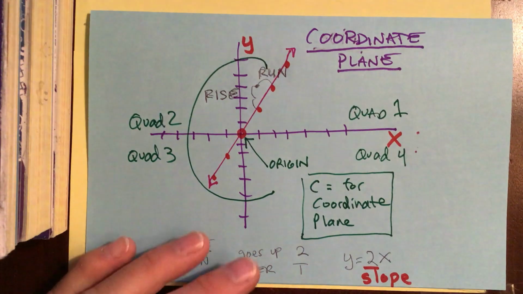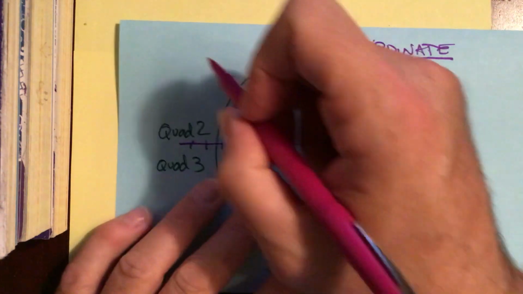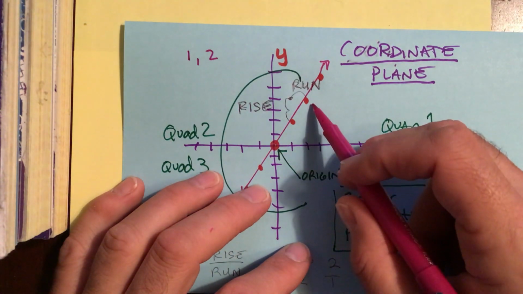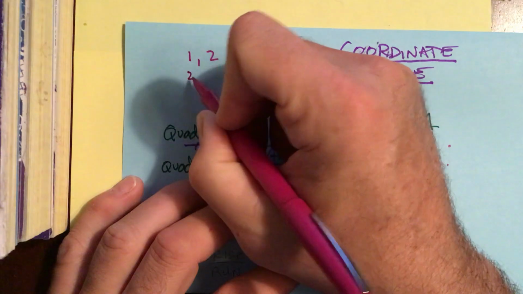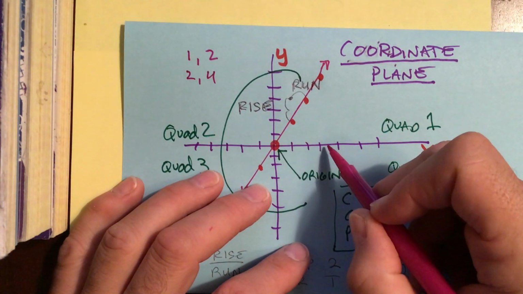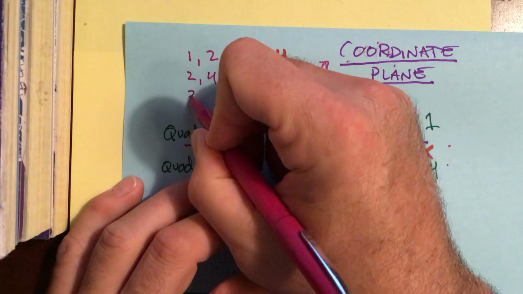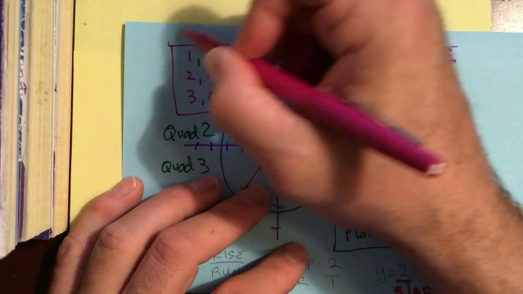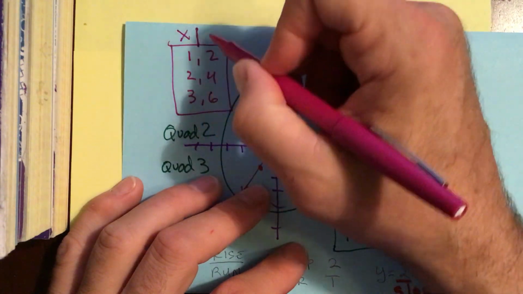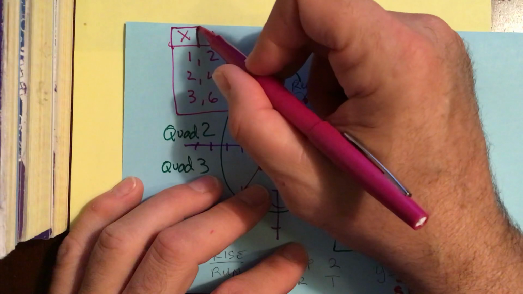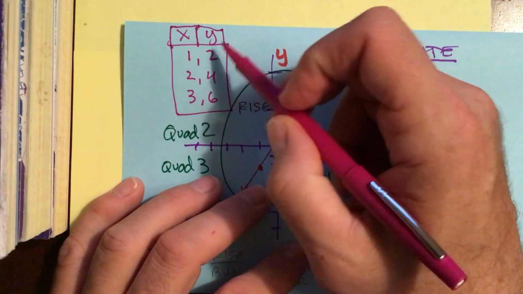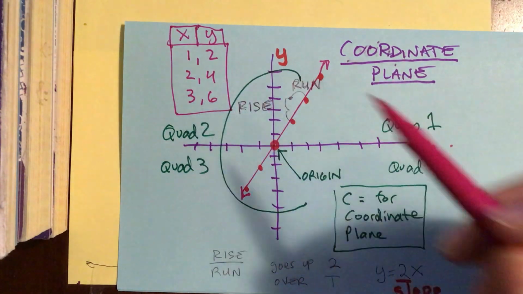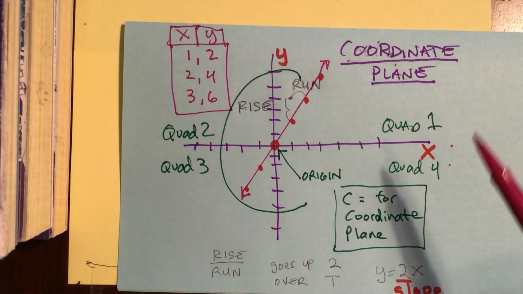So when they give you a point, for example, that's point 1, 2, okay, the next point is 2, 4, and the next point is 3, 6. So here's my table. This is x, this is y. What is happening to x to turn it into y? 1 times 2. 2 times 2 is 4. 3 times 2 is 6. So it's times 2. It works out, okay?